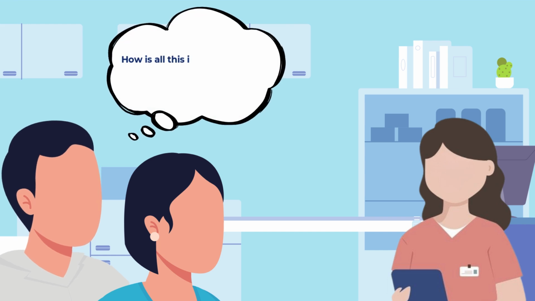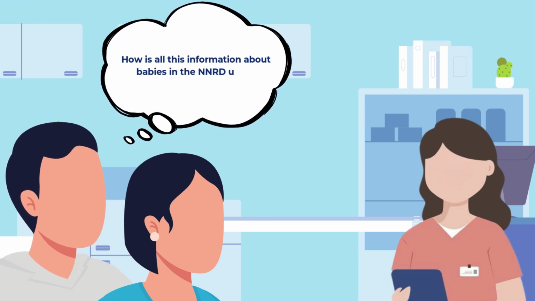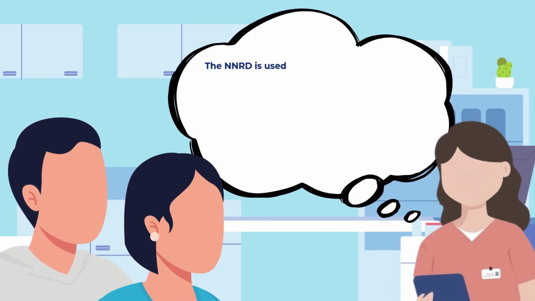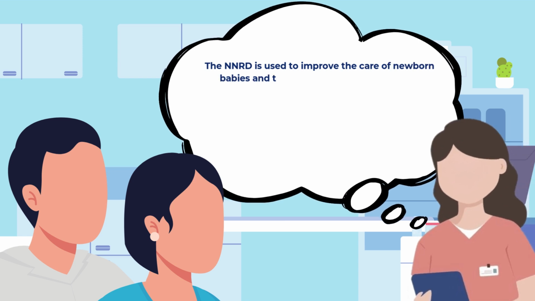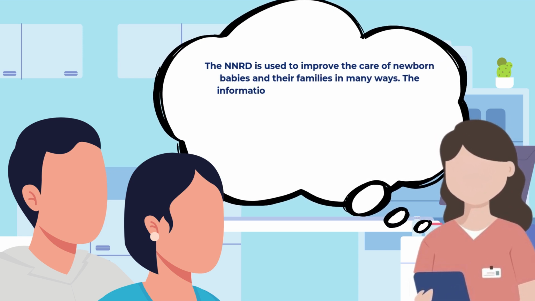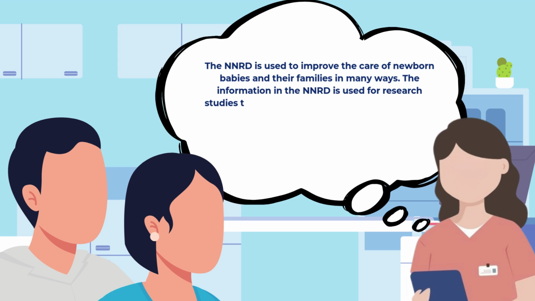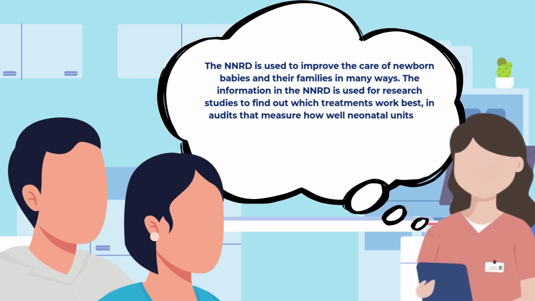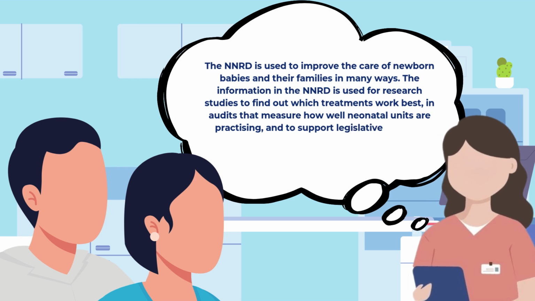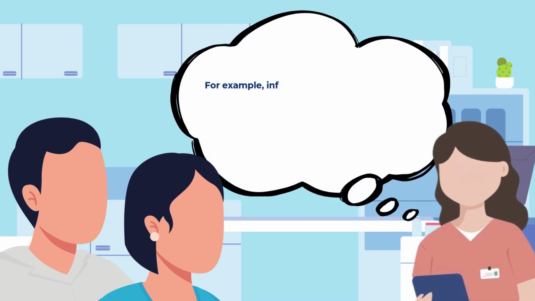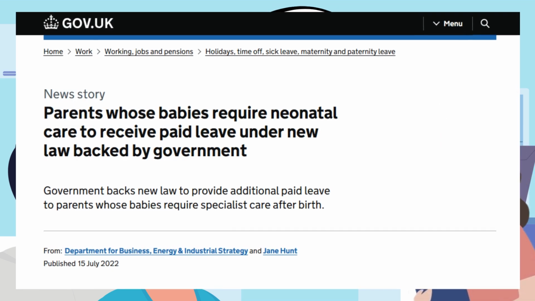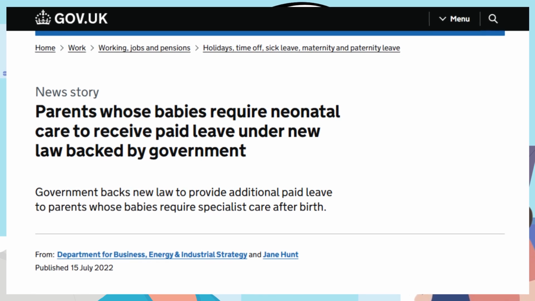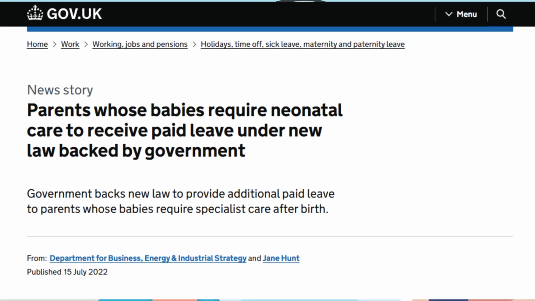How is all this information about babies in the NNRD used? The NNRD is used to improve the care of newborn babies and their families in many ways. The information in the NNRD is used for research studies to find out which treatment works best, in audits that measure how well neonatal units are practicing and to support legislative change. For example, information from the NNRD helped change the law so that parents of babies in neonatal care can now get up to 12 extra weeks of paid leave.